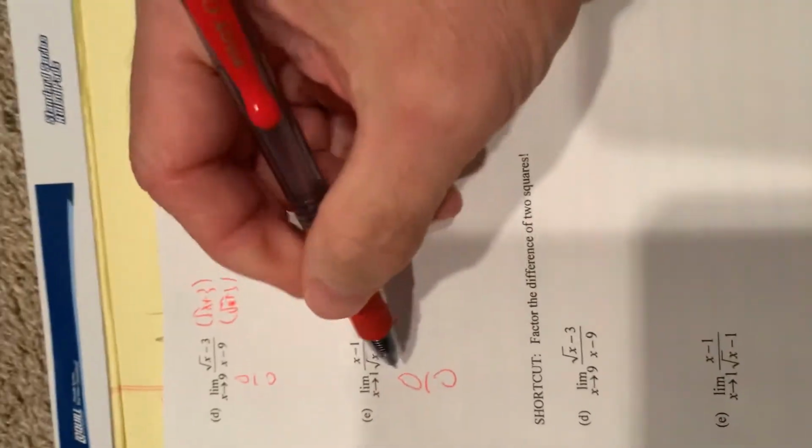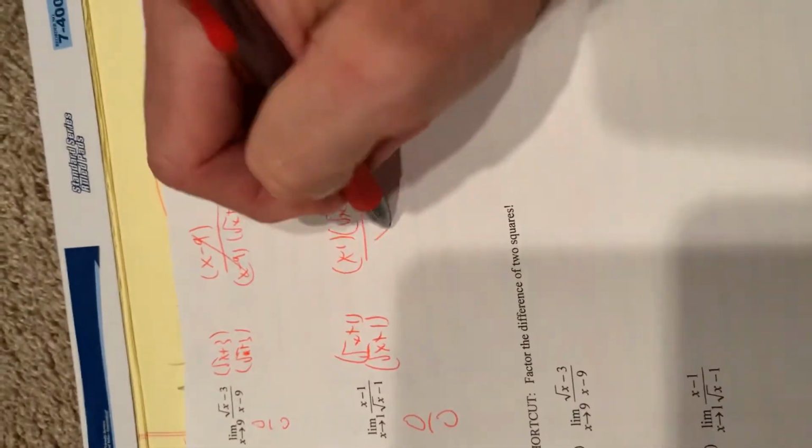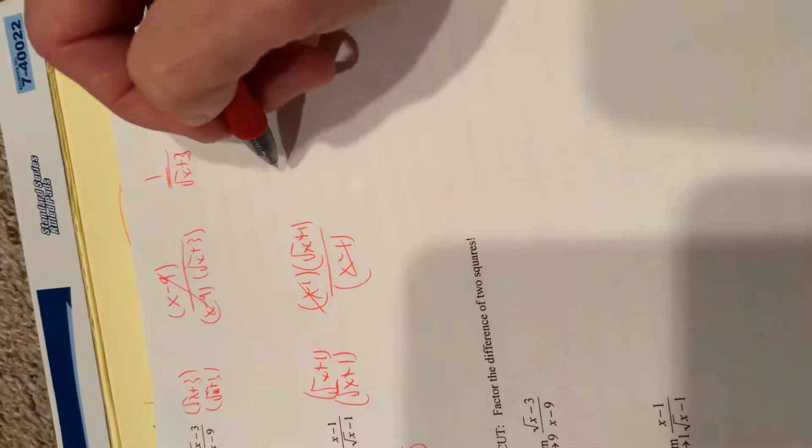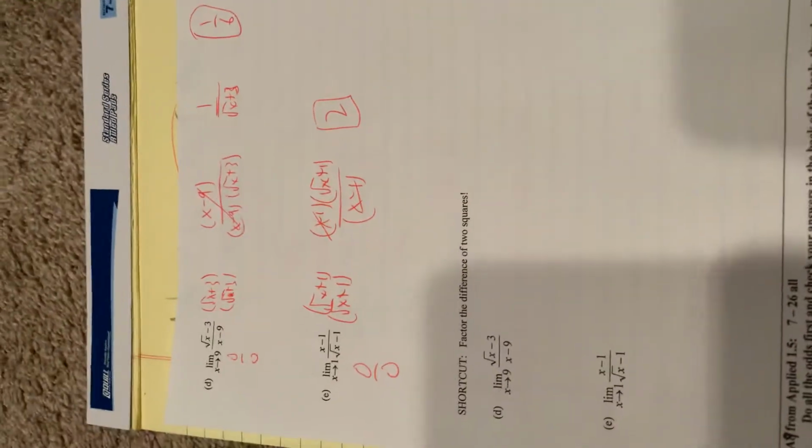And on bottom, when I FOIL this, I get an x minus 1. And now you can see we can cancel those out. Now I put 1 in here, I get root 1 plus root 1, which is 2. So that's one way to do it.